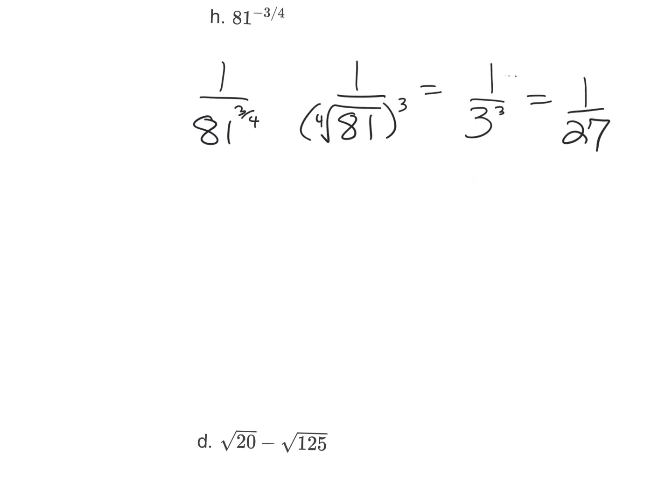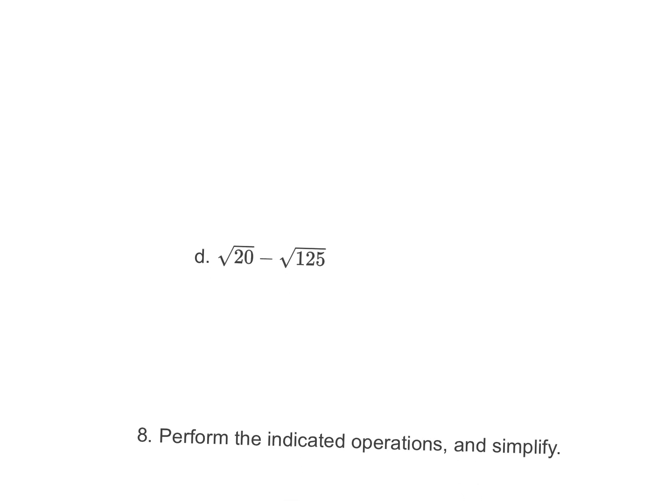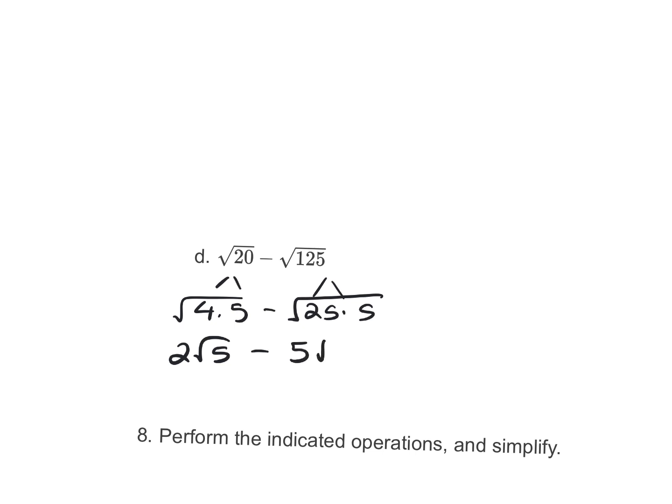Then for the next one, in order to add and subtract radicals, they need to have the same radical, sort of treat them as variables. So I'm going to break down the 20 into 4 times 5, and then the 125 into 25 times 5. Then 4 is a perfect square. This will simplify to 2 radical 5. And then same thing here, 5 radical 5. I now have like radicals, so now I can subtract 2 minus 5, and my final answer is -3 square root 5.